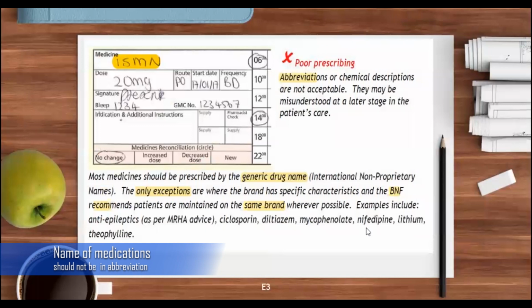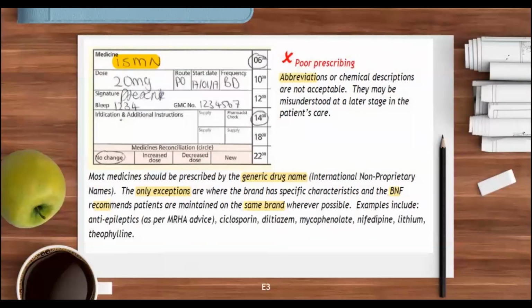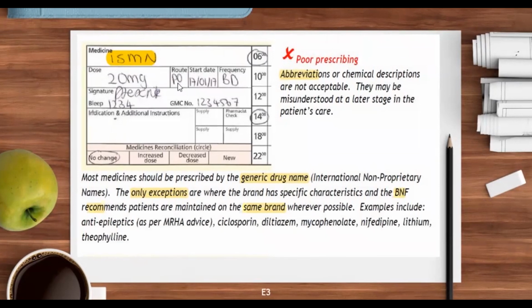The second one, as we said about the names of patients, also for the names of medication, don't use abbreviations. It's like ISMN, for example, here. You have to write the entire name, isosorbide mononitrate. All other things are okay: PO, by mouth, the date is okay. Frequency, BD, which means twice a day, and the doctor circled the times, 6 a.m. and 2 p.m.